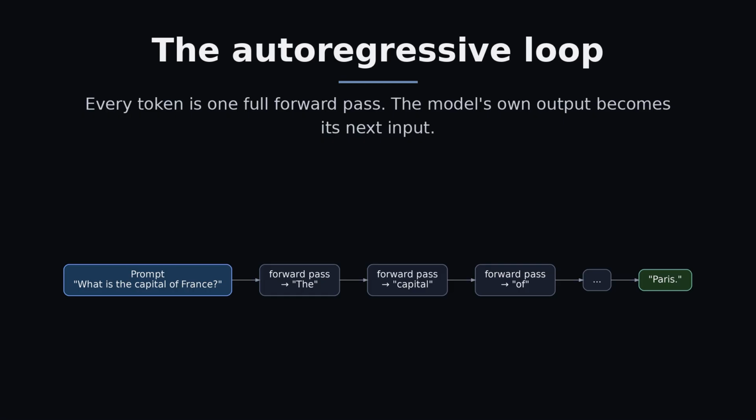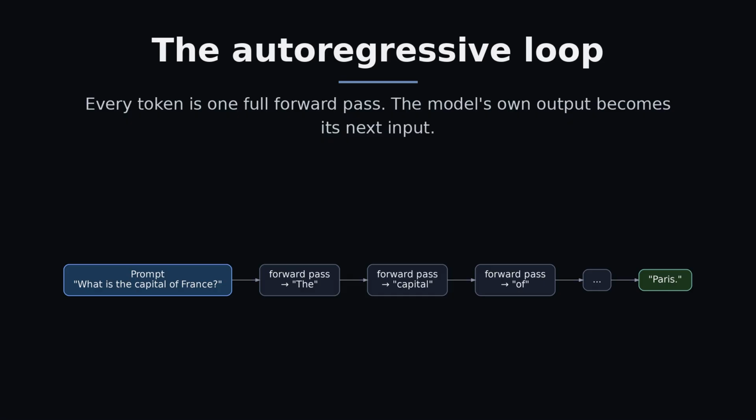Modern language models are autoregressive. That word means a single thing. The model generates exactly one token at a time. You send in a prompt, say, "What is the capital of France?" The model runs one full forward pass through every layer of its parameters, and the output is not a sentence. The output is a single guess for the next token.